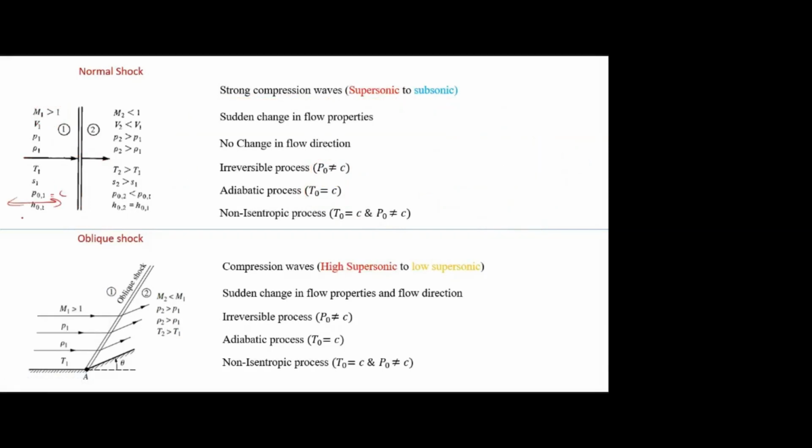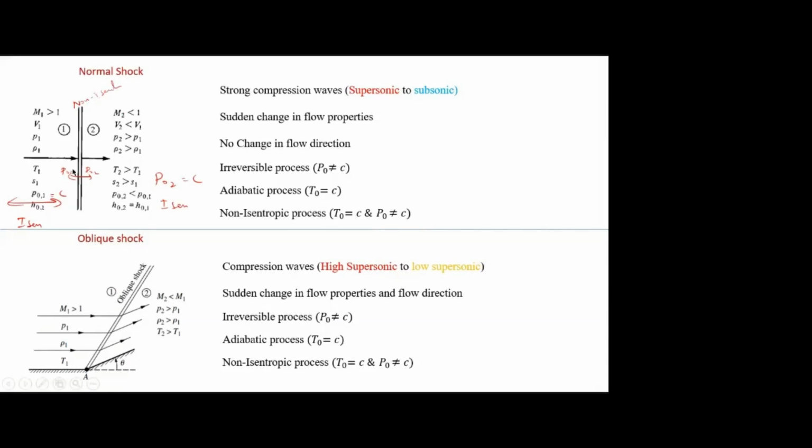So here P naught 1 is constant, so isentropic. Here P naught 2 is constant, so here also isentropic. But across the wave, there is a variation in P naught. Here we have P naught 1, here we have P naught 2. So across the wave alone, it is non-isentropic. Okay.